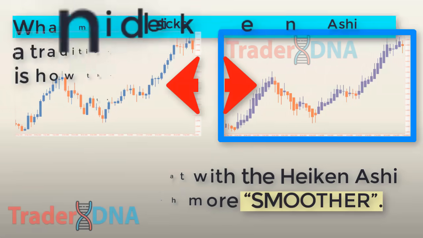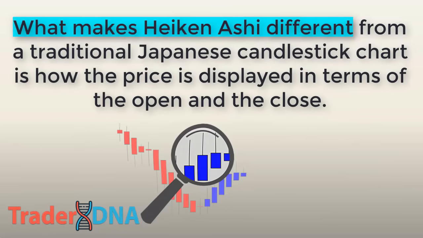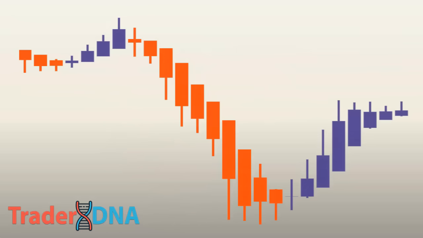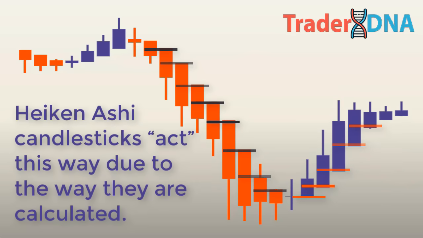What makes Heikin Ashi different from a traditional Japanese candlestick chart is how the price is displayed in terms of the open and the close. If you look closely at the Heikin Ashi chart, you'll notice that each of the Heikin Ashi candlesticks start from the middle of the candlestick before it and not from the level where the previous candlestick had closed. Heikin Ashi candlesticks act this way due to the way they are calculated.